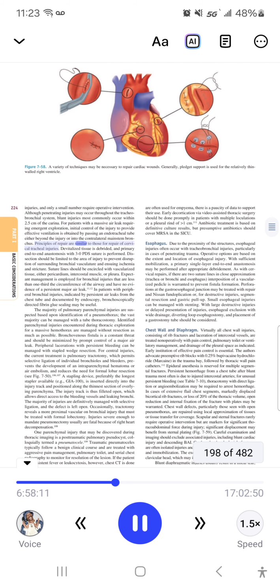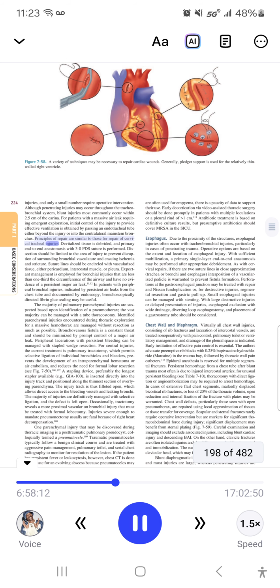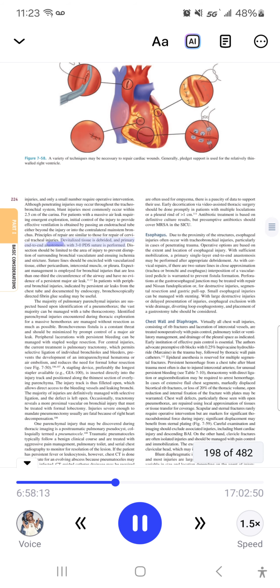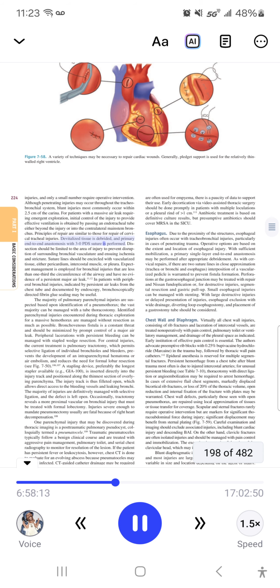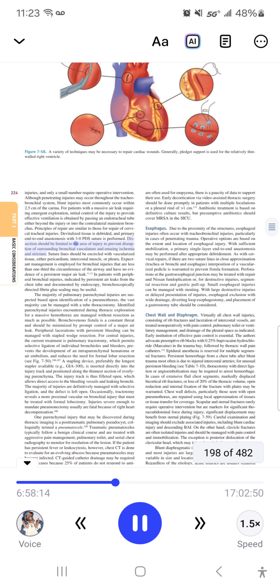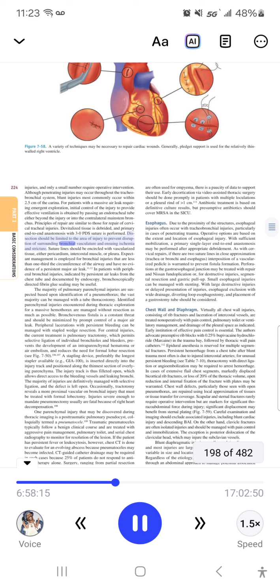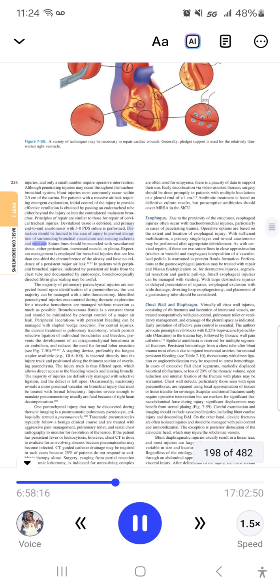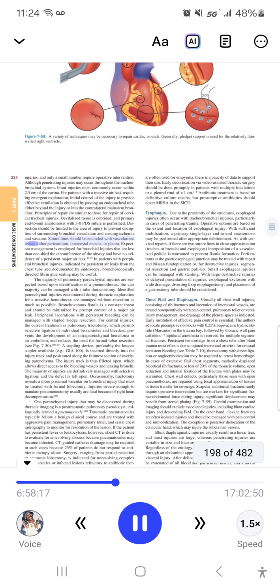Principles of repair are similar to those for repair of cervical tracheal injuries. The devitalized tissue is debrided, and primary end-to-end anastomosis with 3-0 PDS suture is performed. Dissection should be limited to the area of injury to prevent disruption of surrounding bronchial vasculature and ensuing ischemia and stricture. Suture lines should be encircled with vascularized tissue, either pericardium, intercostal muscle, or pleura.